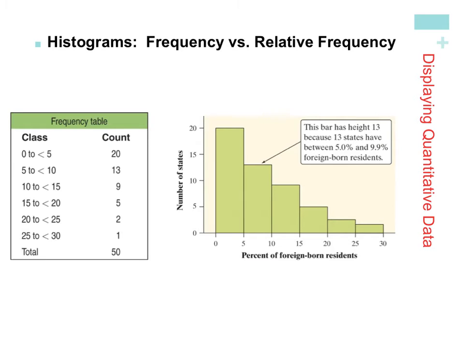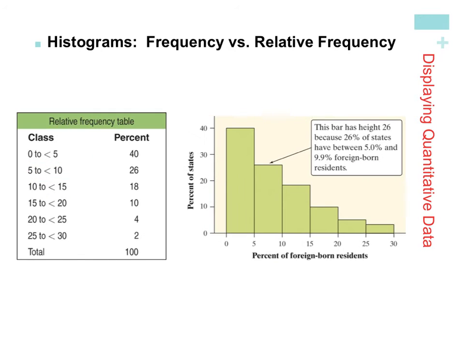So looking through just some basic stuff, this bar has a height of 13, and that's where we got it from. This is between 5.0 and 9.9, and actually goes 9.99999, does not include 10. The number 10 always goes to the right, so it goes with that bar. Okay, so another example here, same idea.